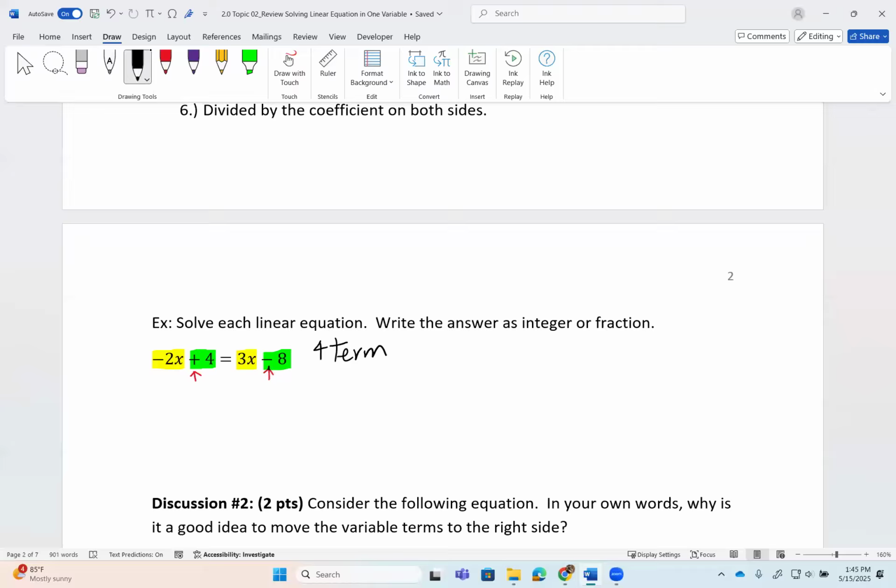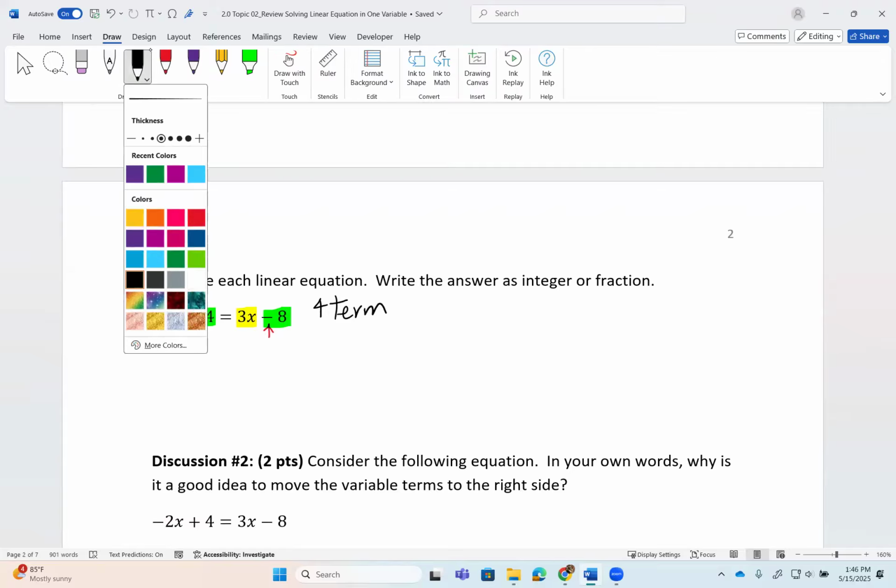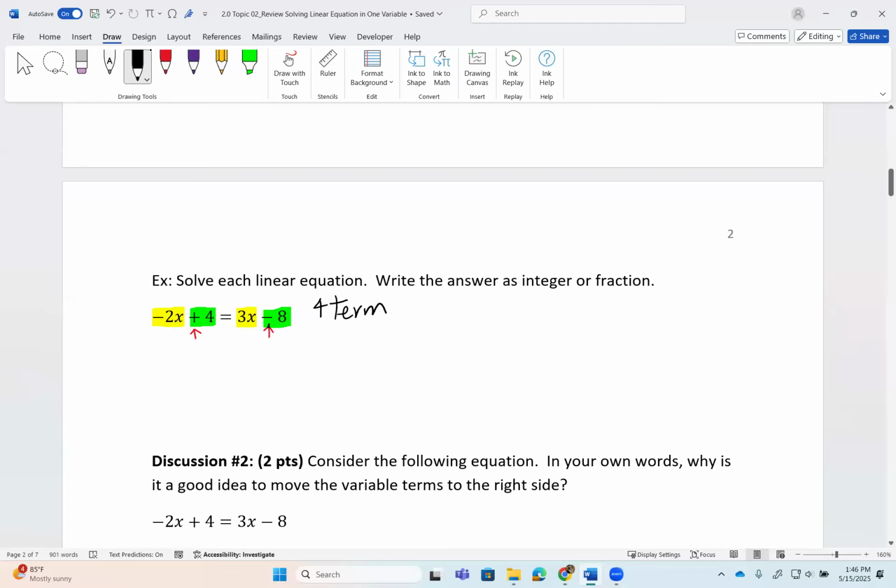So from here, we will always identify your variable term first. Find your variable term. I got -2x on the left, 3x on the right. So which side should I move the x's to? The right hand side of the equal sign or the left hand side? Well, in this particular example, right hand side is better because the 3x is bigger than the -2x on the left. So if I move my variable term to the bigger side, then after I combine them, my coefficient will remain positive. Therefore, it avoids making a lot of sign mistakes.